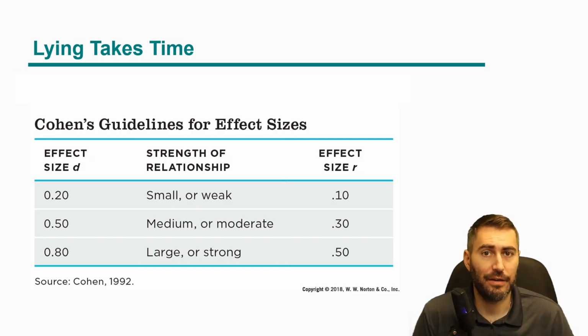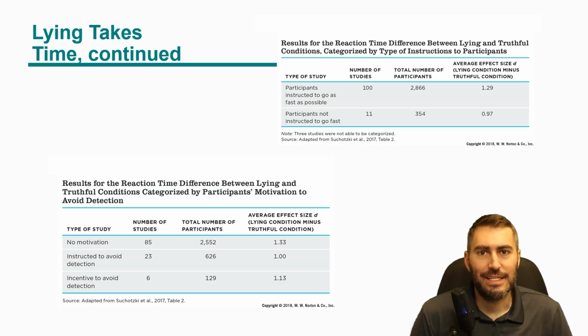In follow-up analyses, the team separated the studies into different categories, which we can see here in the tables. For example, some studies told participants to go as fast as possible. Others did not. The theory predicts that the reaction time difference will be especially noticeable when people are trying to go fast. As expected, the average effect size for the fastest possible studies was large. In other words, speed instructions moderated the relationship between lying and reaction time.